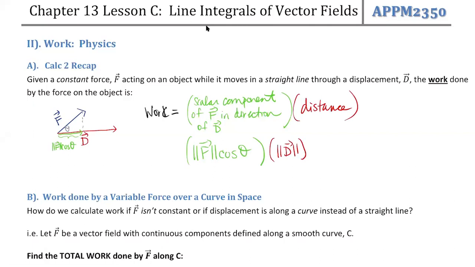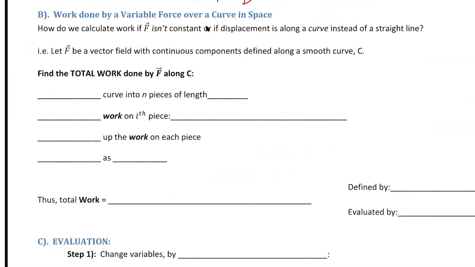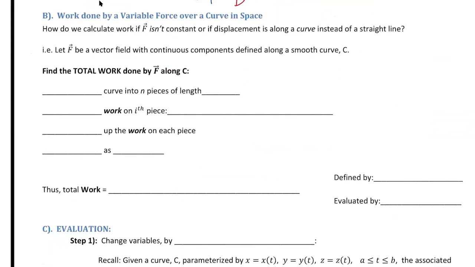But if you notice, this is actually a shorthand way of describing this: it's just the dot product between F and d. So that's how we define it if I have a constant force moving in a straight line. Now, what if I have a variable force moving over a curve? We're going to do exactly what we've done all along. Anytime I have something varying over a region, we chop it up and approximate it as if it were constant on small pieces. So let's draw a little picture here.